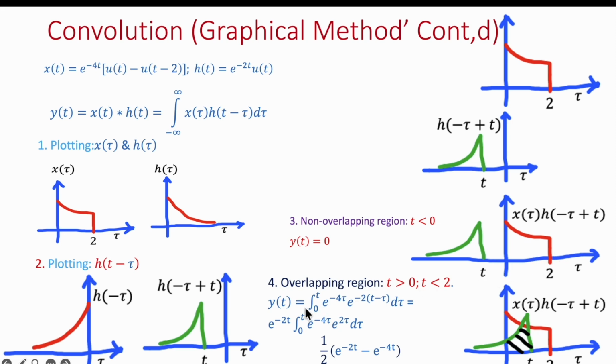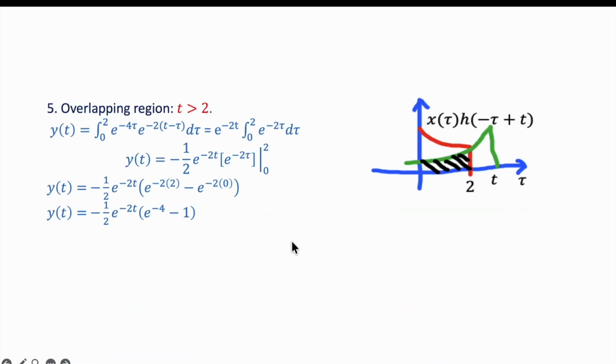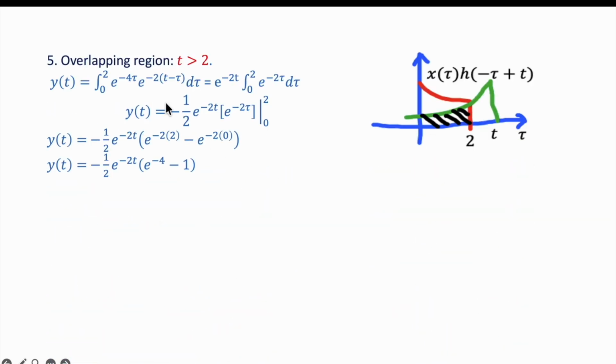Then you can calculate y of t, the integral whose limits start from 0 to t, of e raised to minus 4 tau times e raised to minus 2 t minus tau d tau. If you take the integral, then the answer will be 1 by 2 e raised to minus 2t minus e raised to minus 4t. And then you can also have the overlapping region when the value of t is bigger than 2. So again, y of t is equal to the integral from 0 to 2 of e raised to minus 4 tau e raised to minus 2 t minus tau d tau.